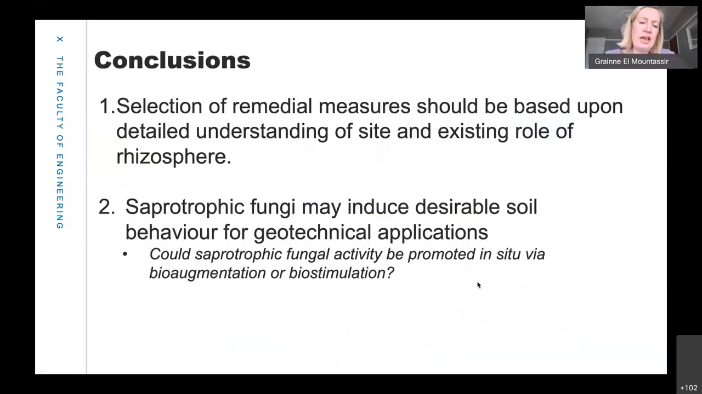So just to conclude, from the work presented today, the studies have shown that selection of remedial measures should be based on a detailed understanding of the site and the existing role of the rhizosphere on engineering performance. Secondly, I've shown that saprotrophic fungi induced some interesting modifications on soil that could be desirable for geotechnical applications. So the question that remains is whether saprotrophic fungal activity could be promoted in situ via bioaugmentation or via biostimulation of what is already present in the rhizosphere.